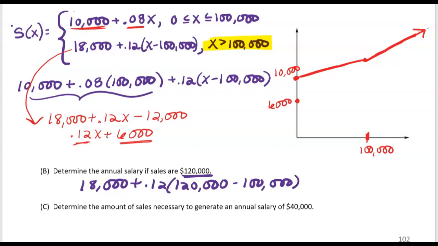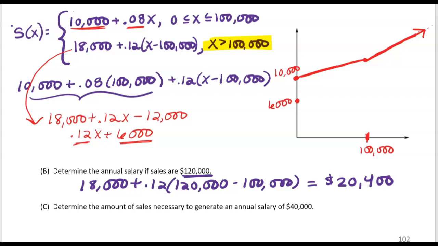So if you want to just put 20,000, that's fine. And then punch that into your calculator and you're going to get $20,400. Okay, and that would be your salary if you had $120,000 in sales.